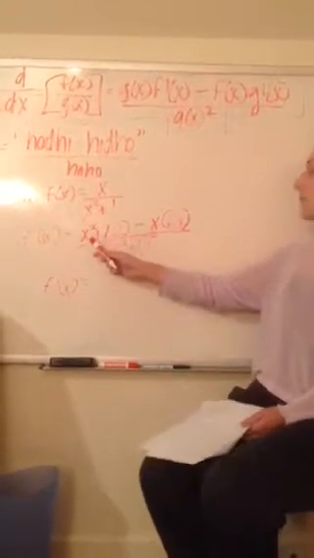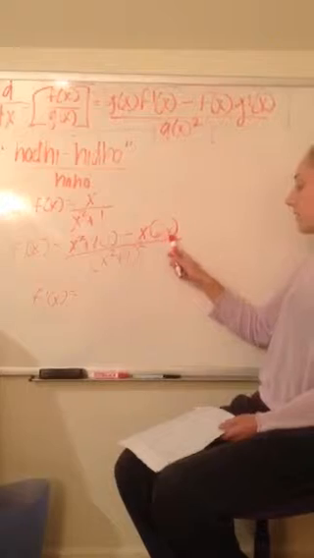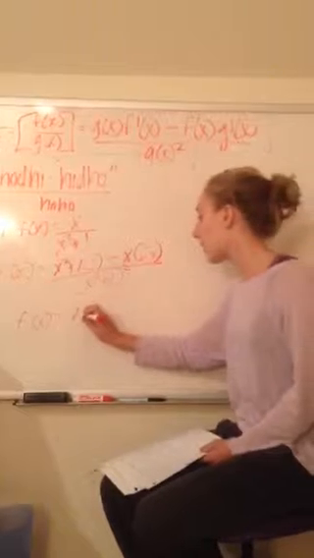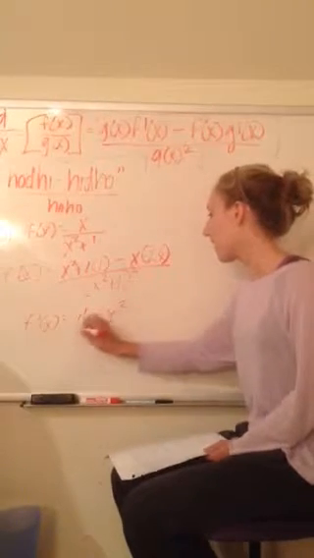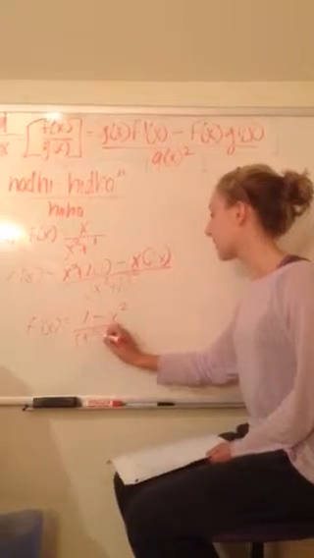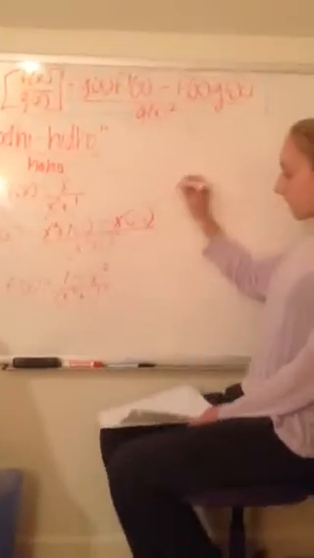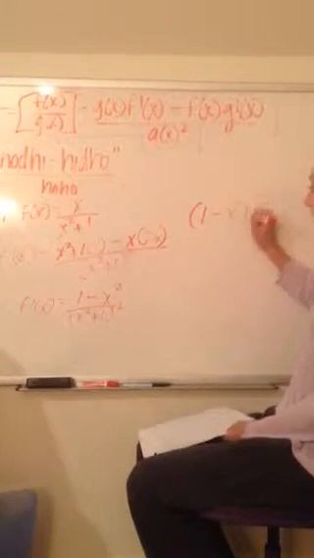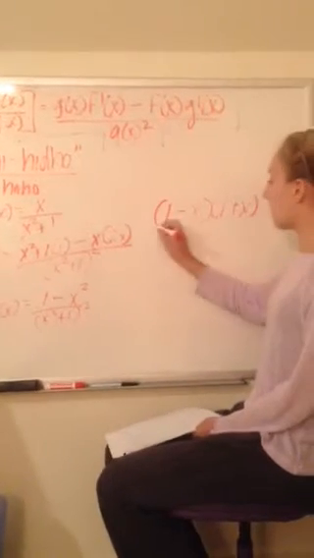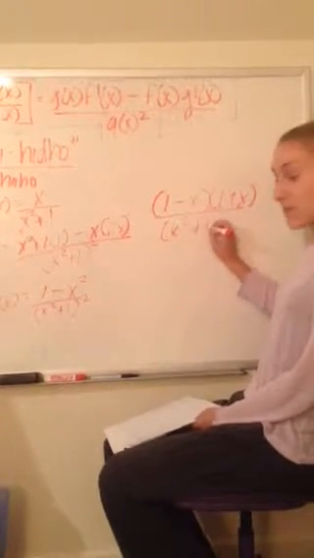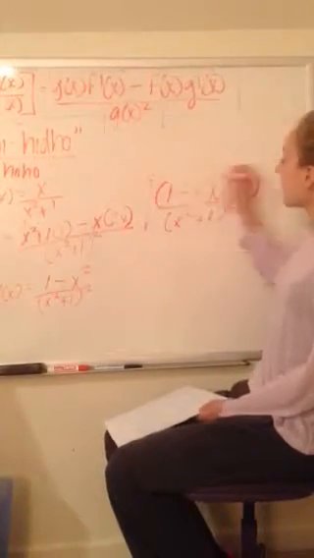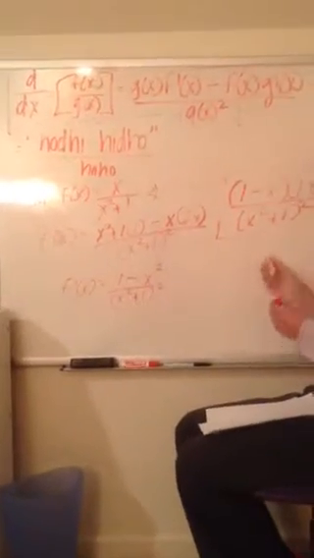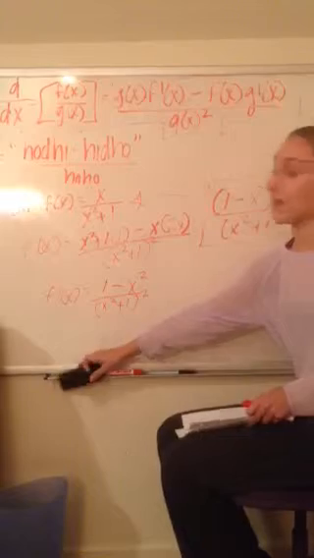You then simplify the top. x squared plus 1 minus 2x squared equals negative x squared plus 1. So we're going to write it as 1 minus x squared over x squared plus 1 squared. You can then simplify this even further. You can take it as 1 minus x, 1 plus x, all over x squared plus 1 squared. This is going to be your best final answer, and this is the form of the tangent line of this.